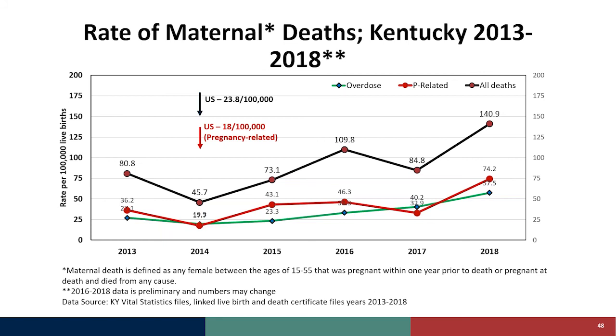to these mothers. And the rate of maternal deaths in Kentucky from 2013 to 2018 is really high, and it's going up. So if you look at all maternal deaths within the first year of delivery, we can see that it is increasing in Kentucky to a rate of 140 per 100,000 births. If we look at the deaths of these moms related to pregnancy, it is also quite high, 74 per 100,000 live births. But some of these mothers also die of overdose. In fact, a large number of these mothers die of drug overdose, and you can see that the rate is 57.5 per 100,000 births.